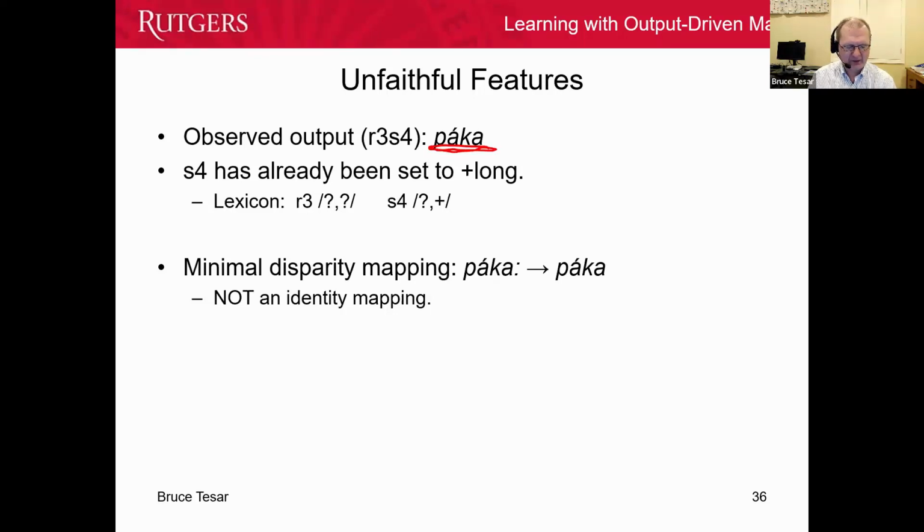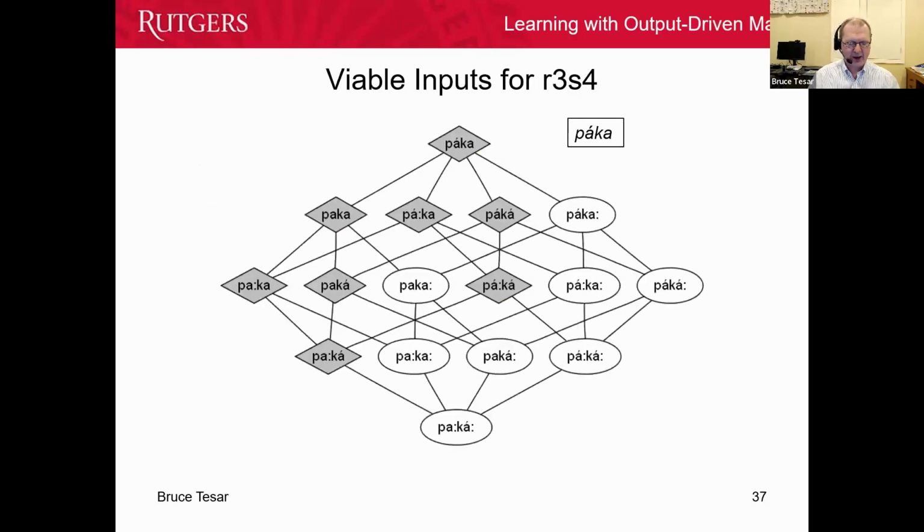And so we're going to evaluate a particular input for that. We don't know either the feature values for R3. We don't know the stress feature for S4, but we know the length feature. So there's the lattice of inputs for that output for R3, S4, but we know that S4 must be long. So the shaded diamonds you see there are the ones that are inconsistent with that value we set in the input. They're no longer on the table.